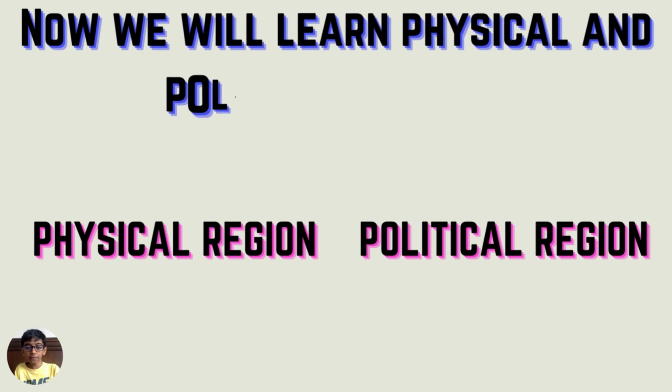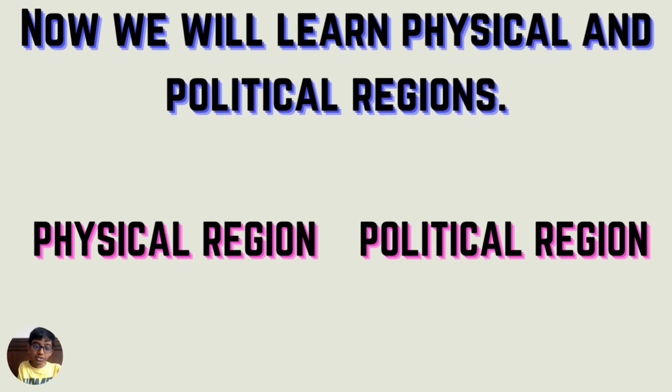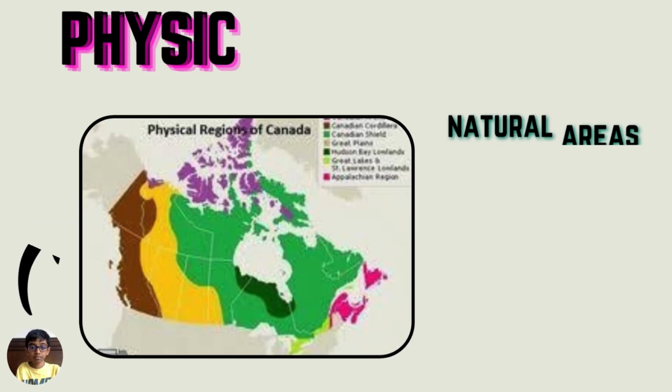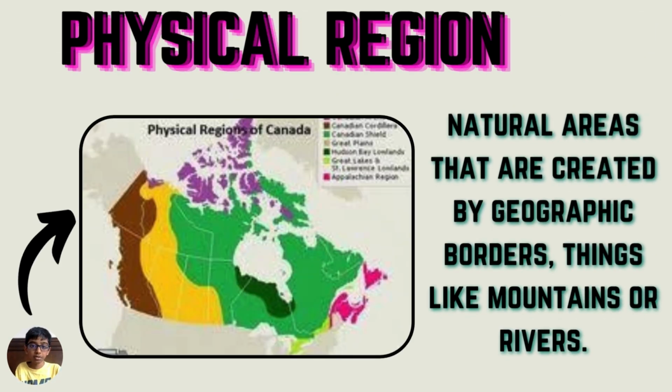Now we'll learn the physical and political regions. Physical region, political region. Physical region. A physical region is a natural area that is created by geographic borders, things like mountains or rivers.